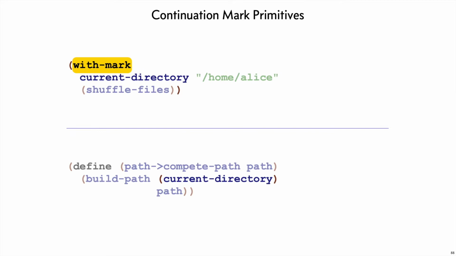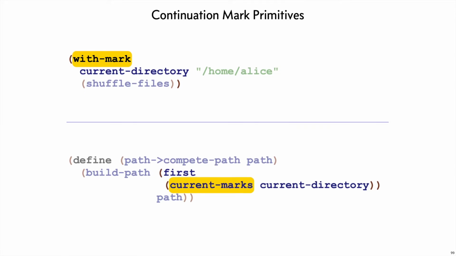Instead, parameters are implemented in terms of with-continuation-mark, which I'll abbreviate on the slides with mark. Mark takes a key like current directory and maps it to a value like home Alice, and to look up the value for that key, the current-mark primitive looks in the current continuation and gets the most recent value for that key. There's also a more general primitive, current-marks, that gets all the values for a given key in the continuation in order, and we could get all the marks and just use the first one for parameters.